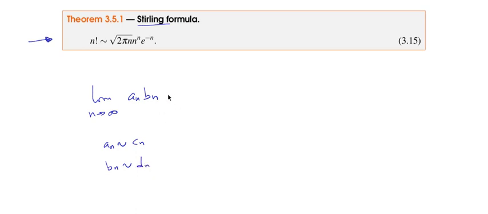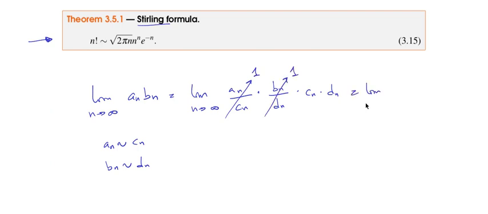Okay, well, if we have this, then we can do this limit when n goes to infinity, and then multiply and divide by c sub n, and multiply and divide by d sub n, right? So then this limit is 1, this limit is 1, so the limit is the limit of c sub n times d sub n.